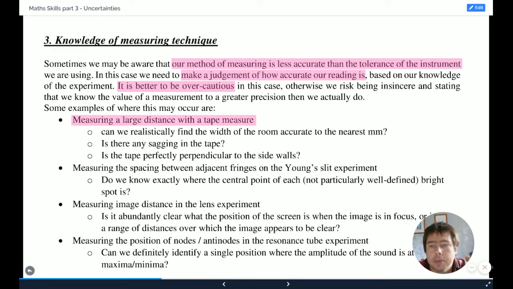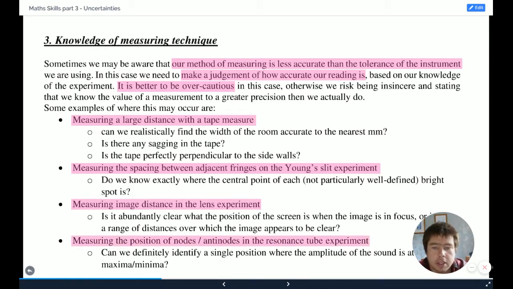So some examples: measuring a large distance with tape measures. There are some things to consider there. Can we realistically find the width of a room to the nearest millimetre? Does the tape sag? Are we perfectly perpendicular? When we did the Young's slit experiment, measuring the spacing between those fringes, actually finding the centre of those fringes wasn't all that easy. There was a gradation from bright to dark to bright to dark. It wasn't very distinctive where those points were exactly. With the lens experiment, again, we talked about it being quite difficult to say exactly where the image was focused.